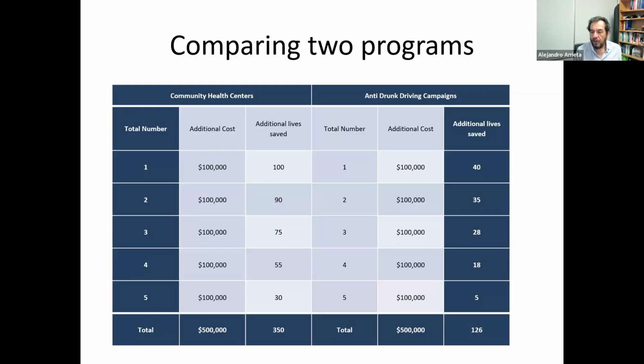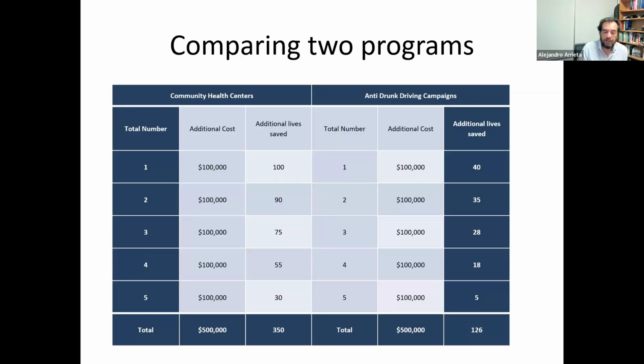You have $500,000. We want to spend the first $100,000. What are you going to do? Are you going to build the first community health center or the anti-drunk driving campaign? It is better to do the first community health center because you will save more lives here, 100 compared to 40.